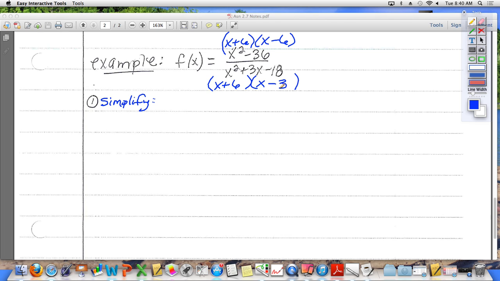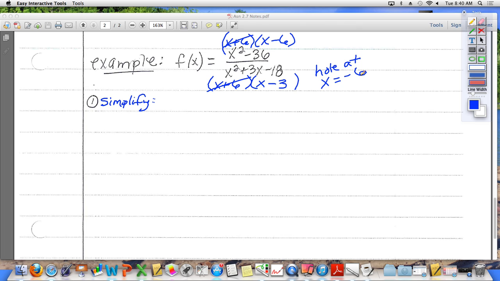Okay, so I can cancel. What does that mean to you? As soon as I cancel them out, it means there's going to be a hole at x equals 6. I'm going to make a note of that right now. Actually, I just said x equals 6, but that's not what I meant. There's a hole at x equals negative 6, because when I put negative 6 in for x, that's what's going to get me 0 on the bottom.